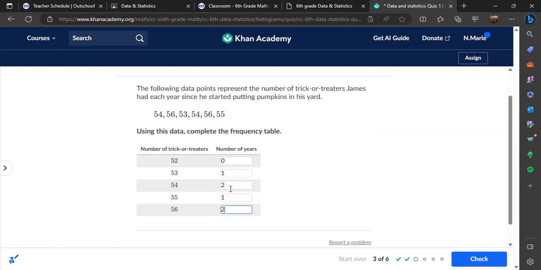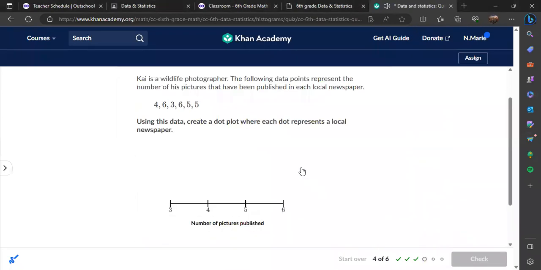So you see here 2, 4, 5, 6. 1, 2, 3, 4, 5, 6. So making sure I got all of them. And that's how you fill that frequency table out.